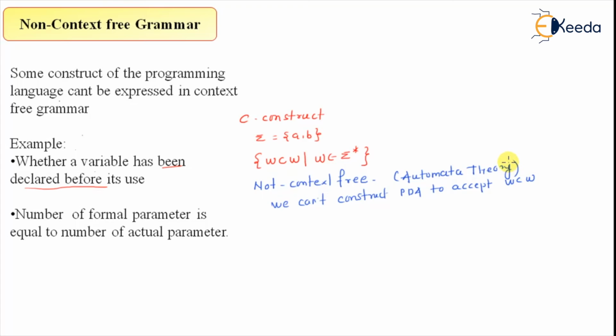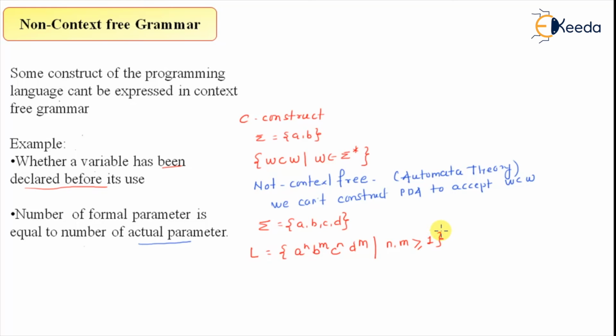Similarly, another construct is whether the number of formal parameters is equal to the number of actual parameters, which can also be defined in the C language. Here sigma consists of a, b, c, and d, and our language L is equal to a to the power n, b to the power m, c to the power n and d to the power m, where n, m are greater than or equal to, let's say, 1.